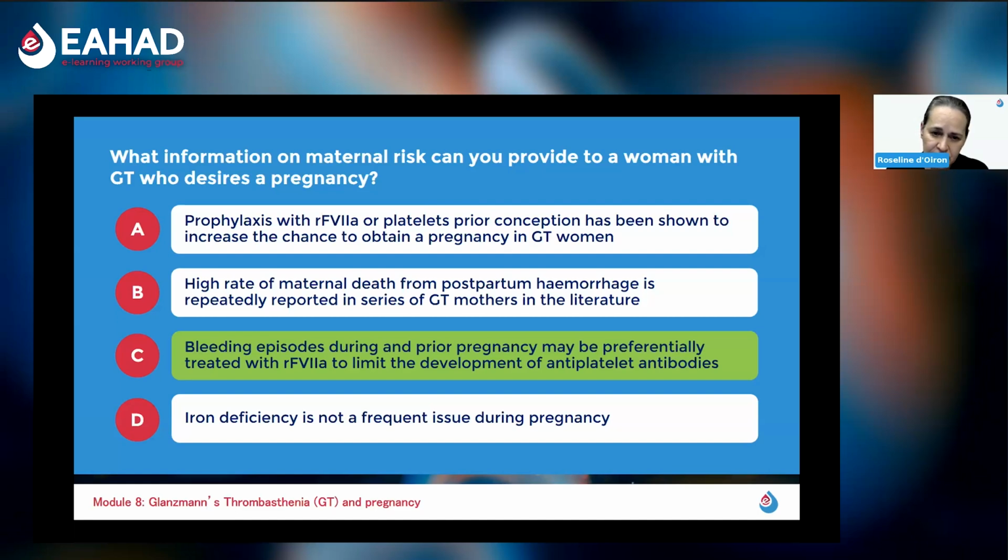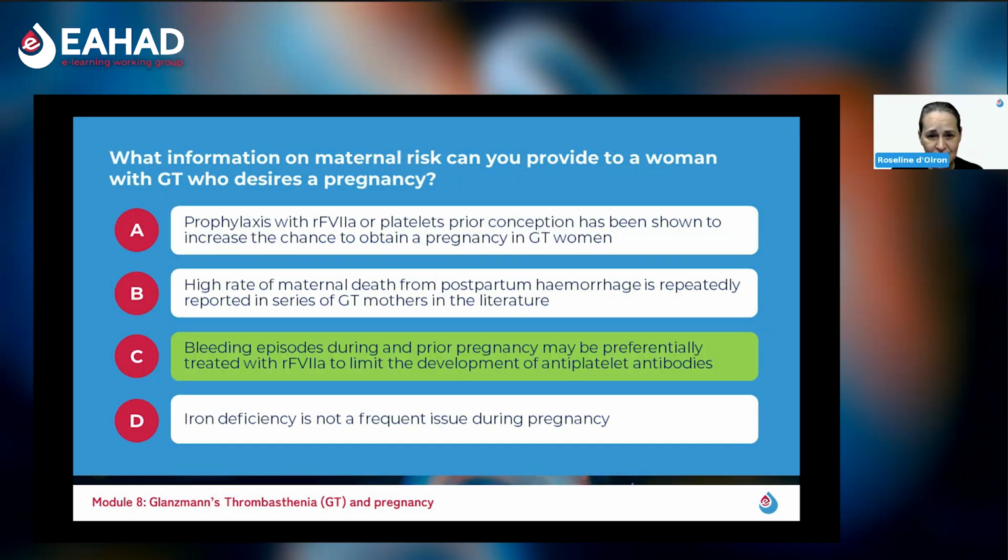The answer B is not true. Indeed, there is no maternal death reported from postpartum hemorrhage. There have been some hysterectomies reported in GT, but in the literature so far, no maternal death has been reported at least. And for answer D, iron deficiency is indeed a frequent issue during pregnancy. This is true in all types of women with bleeding disorders, but particularly true in GT women.